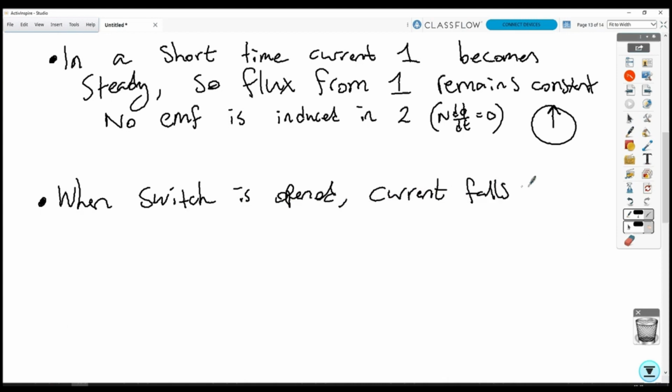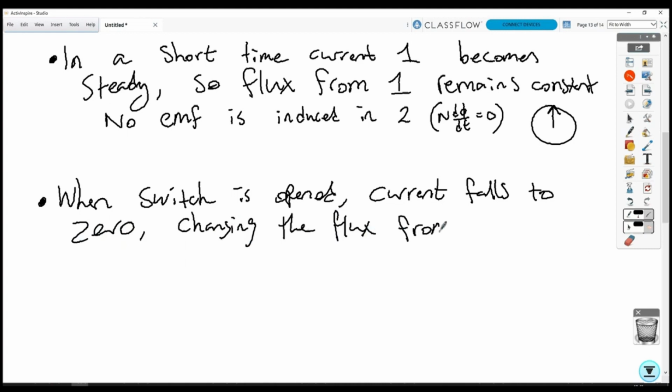And as the current falls to 0, that means that there's a changing current, which means that there's a changing flux created by coil 1. And if there's a changing flux created by coil 1, then that means that there's a changing flux linkage in coil 2. And if there's a changing flux linkage in coil 2, then there's another EMF induced in coil 2.